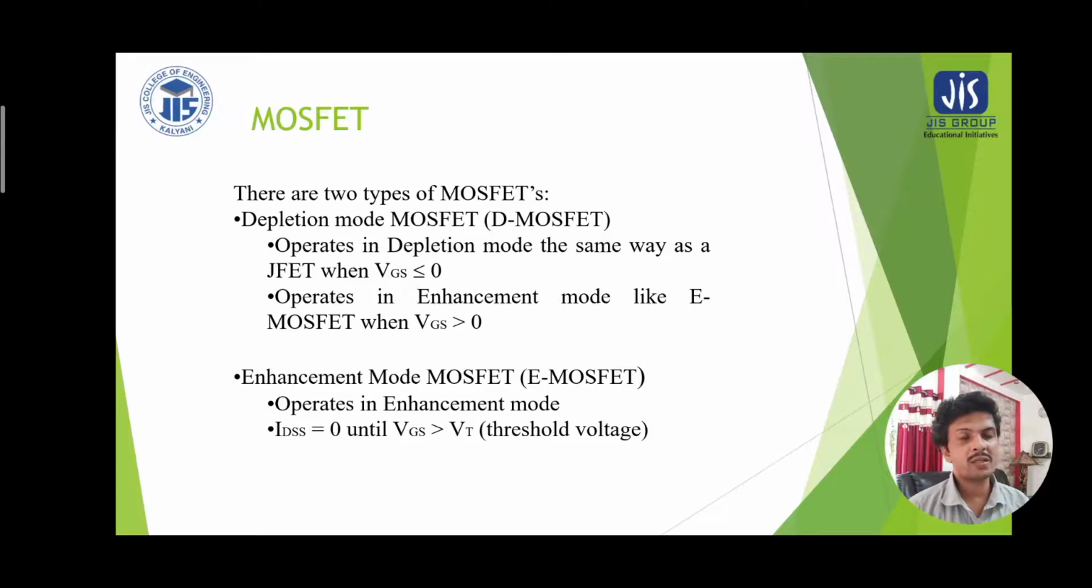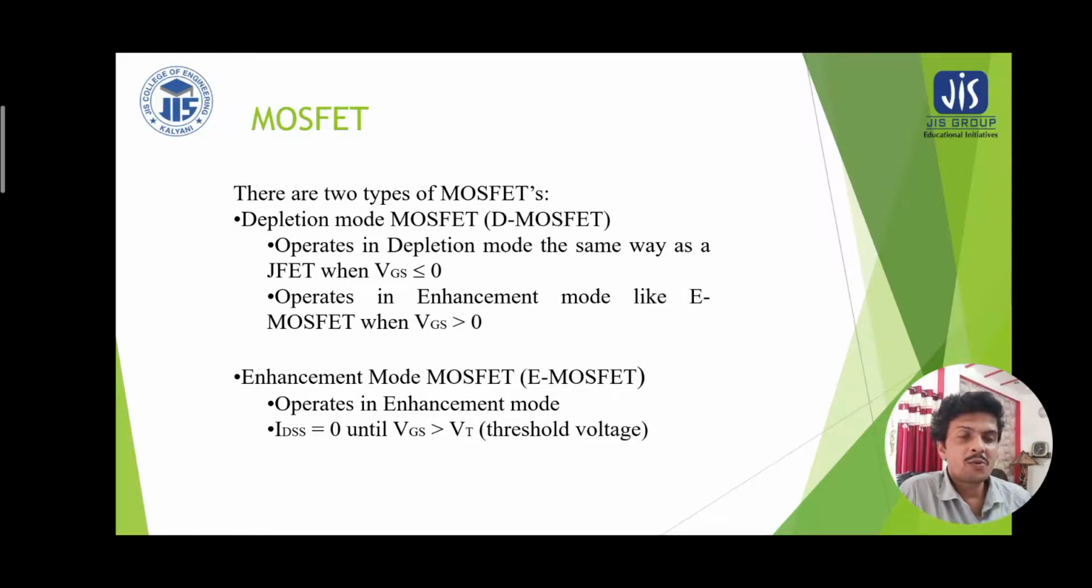So the depletion MOSFET has a similar type of operation to what we have seen when VGS is smaller than 0 volt for the N-channel JFET. That is, the p-type semiconductor at the gate terminal is applied a negative voltage. So this operation is almost similar to the depletion type of MOSFET. It also operates in enhancement mode like the E MOSFET. E stands for enhancement mode, when VGS is more than 0.